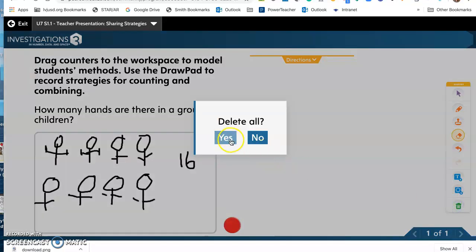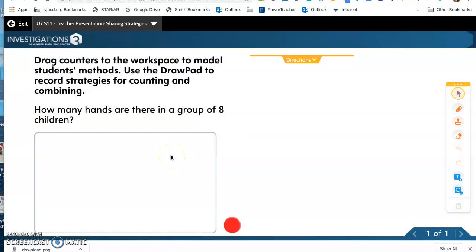Let's try it a different way. Another way is to count by twos. If you know how to count by twos, you can count by twos 8 times. So this time, I'm just going to draw 8 lines. Those are going to represent my people. And I'm going to do 4 and 4. Okay, because I know each person has 2 hands, I'm going to count by twos 8 times. Let's try that together.